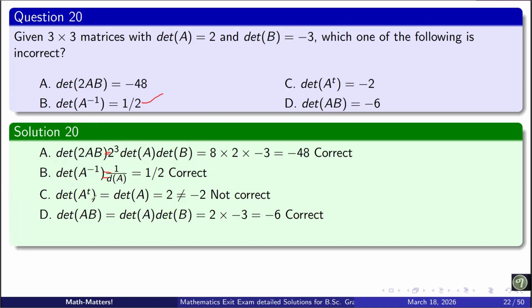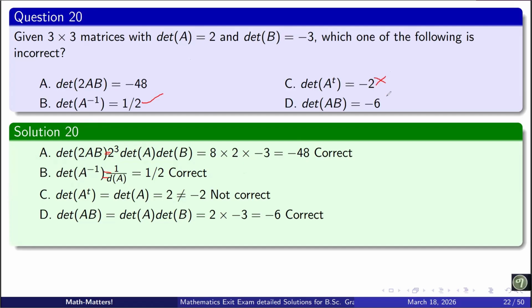C, the determinant of A transpose. We know that the determinant of every matrix and its transpose are the same, that means changing the rows and columns of the given matrix will not affect the determinant of the matrix. But in this case, the determinant of A transpose is given to be minus 2, but the determinant of A is 2, so that 2 is different from minus 2, therefore this could be the incorrect one.